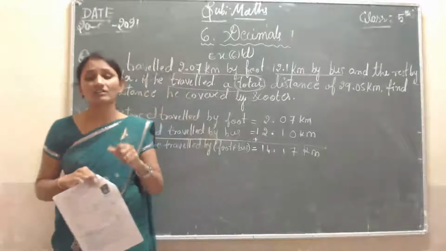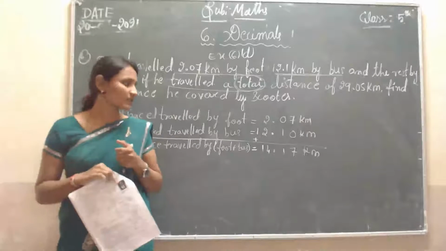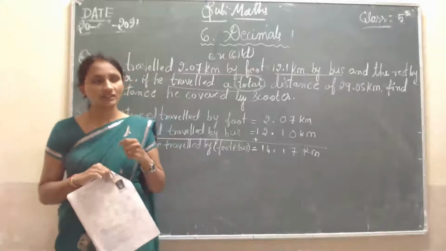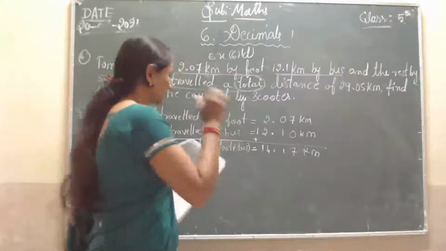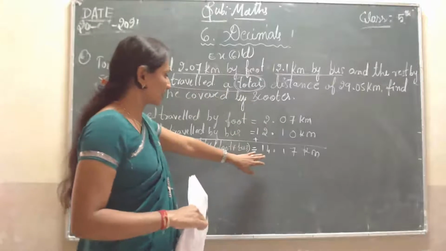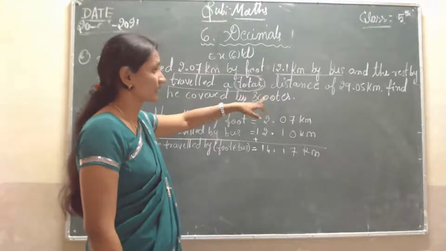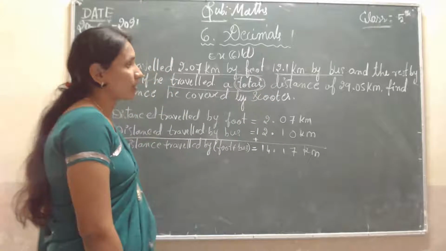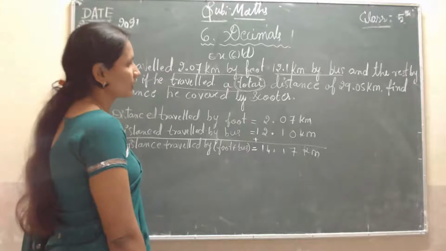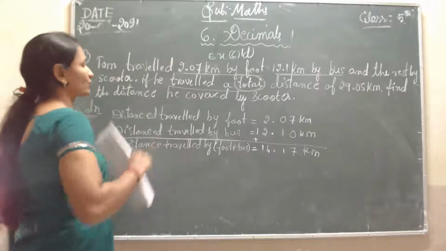On foot and bus, what is the total distance? What is the total in kilometers? That is 14.17 kilometer. Okay, this is the first total traveled. So after C, the distance of 29.05 kilometer. Find the distance covered by scooter.